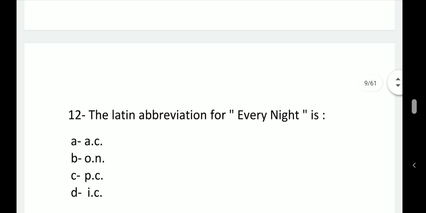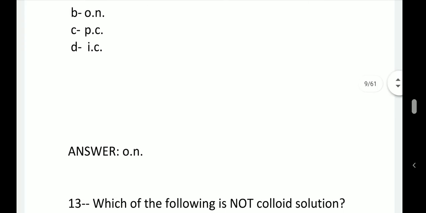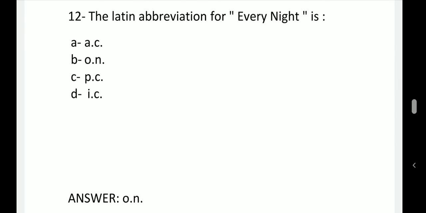Question number 12. The Latin abbreviation for every night is option A, AC, option B, ON, option C, PC, option D, IC. Answer is option B, ON.